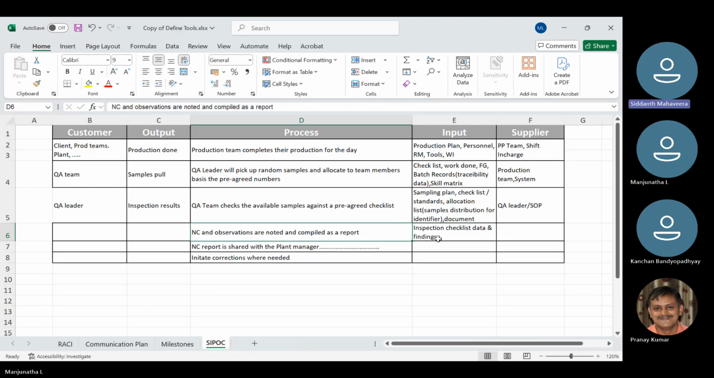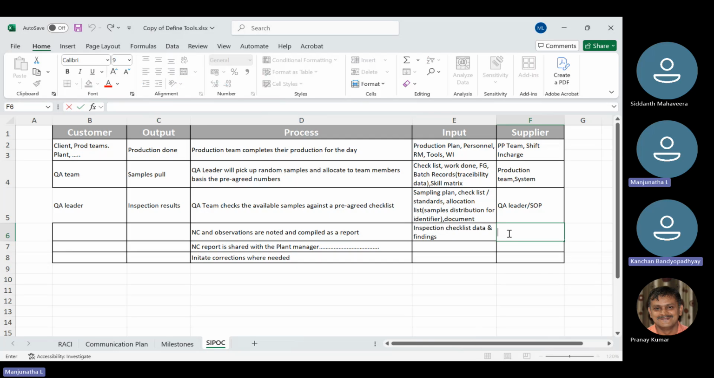So the suppliers are basically the QE auditors or inspectors, the QE team. The suppliers would be two: one is the QA leader, and the production process will also come, and also the QA system team. QA system means quality system. Yeah, the QA system and your leader.